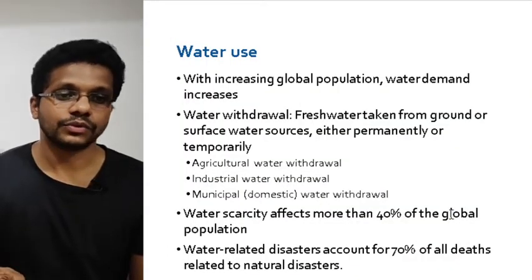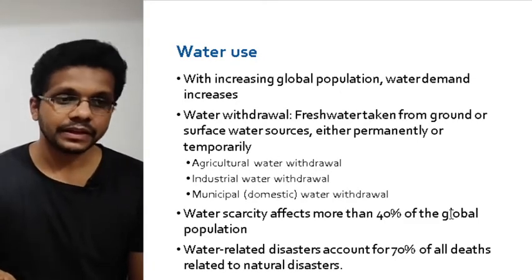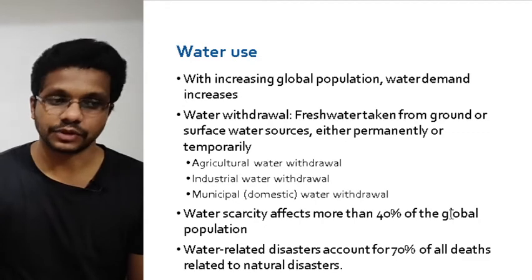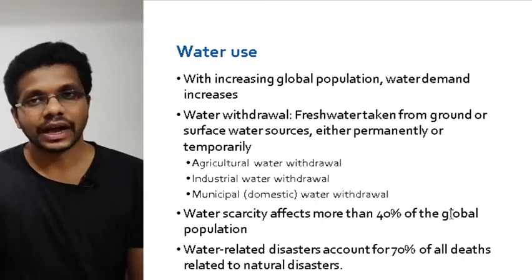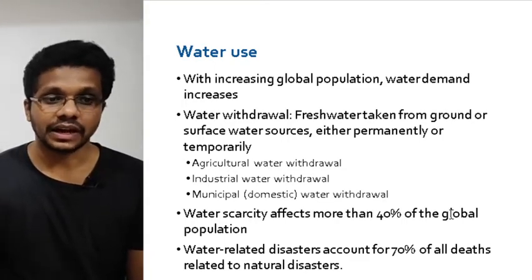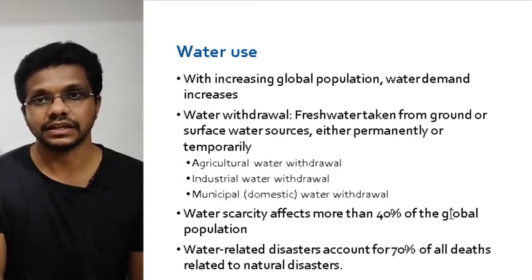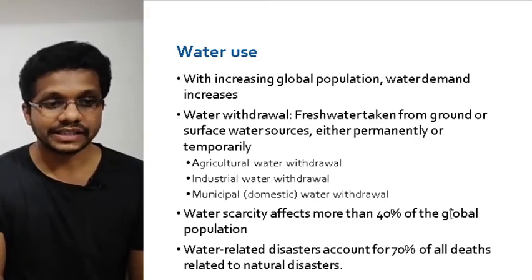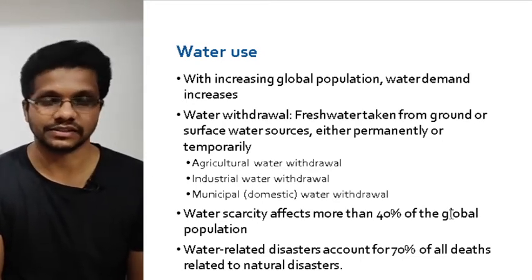So we use water for various purposes, and the demand for water is increasing day by day. We are using it for agricultural purposes, for industrial purposes, and for domestic uses. And we do not have enough water to satisfy our water needs. A fact says 40% of the global population is in water scarcity, and 70% of natural disasters are caused by water related natural disasters.